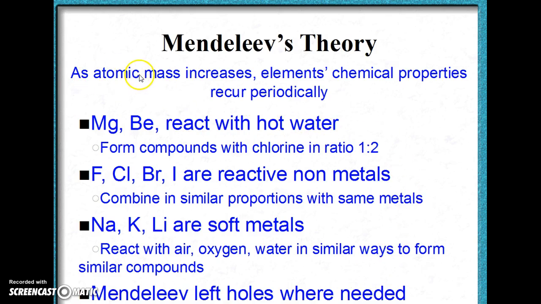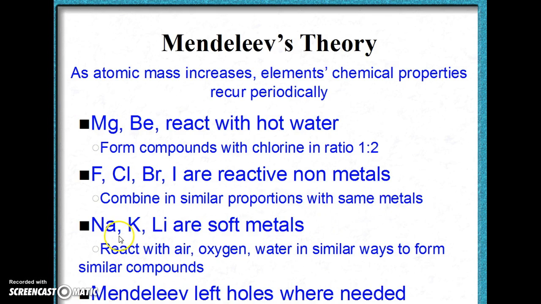Now, Mendeleev said as atomic mass increases, the element's chemical properties recur periodically. So beryllium and magnesium are in the same column. They both react with hot water, very hot water, and they form compounds with chlorine in the ratio 1:2. Fluorine, chlorine, bromine, and iodine are all reactive nonmetals, and they combine in similar proportions with the same metals. So for instance, sodium chloride is NaCl, sodium bromide NaBr, sodium iodide NaI.